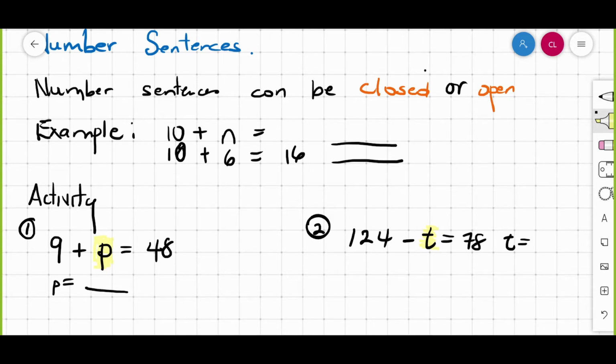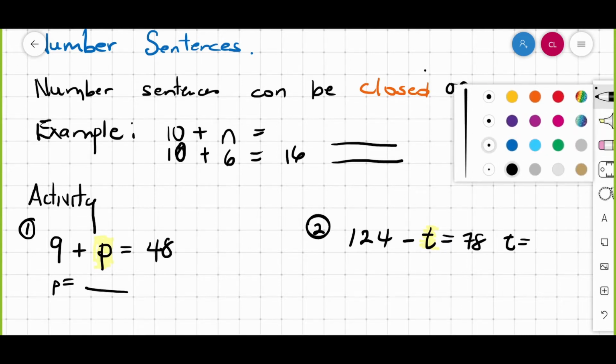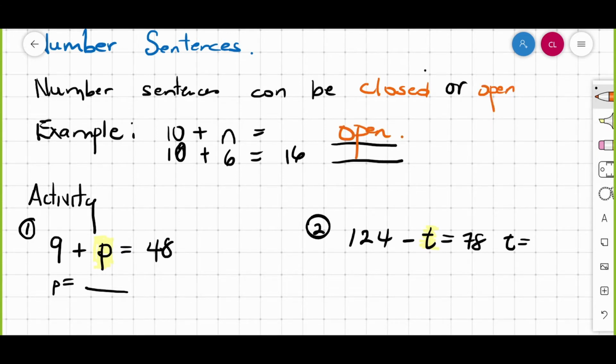Open. They can be closed or they can be open. Here we have examples. So 10 plus n, that would be an example of what type of number sentence, based on what you have done already? It looks like algebra. Yes, but how would we classify this one? Is it open or is it closed? Sir, open. So this one is open.